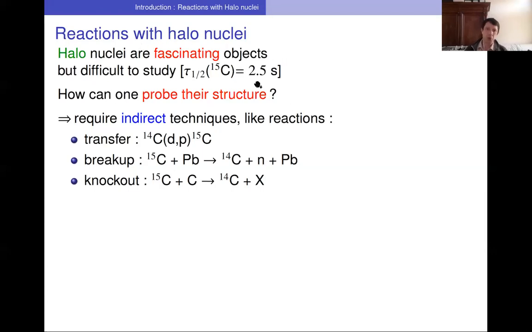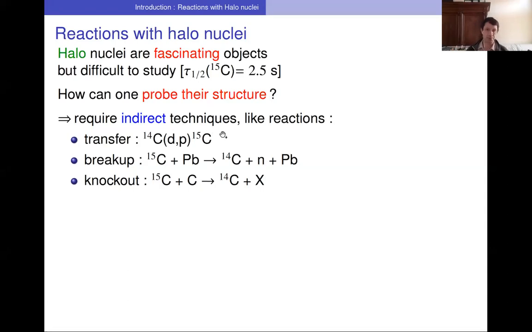So in order to probe their structure, basically one of the nice ways to do it is to use reactions. And in this presentation, I will focus on 3-4 different kinds of reactions. The first one is the transfer reaction, where you would start from carbon-14, fire a deuterium on it, and then you transfer the neutron from the deuterium to the carbon-14 to form carbon-15. Transfer reactions are known to provide accurate information about the spectroscopy, one-nucleon spectroscopy, of nuclei. So that's typically for halo nuclei.